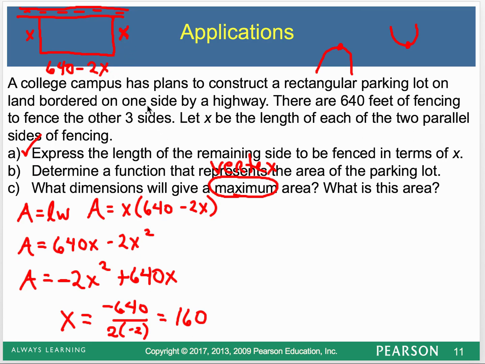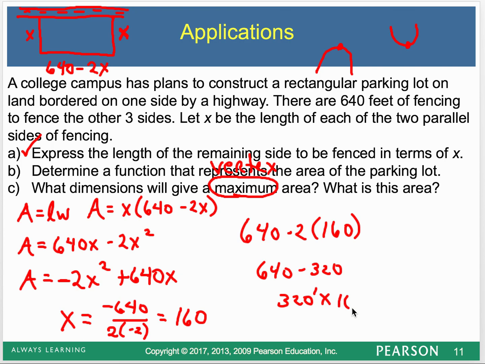160. So we can either plug that 160 in here and find out the other side, or I can plug it in here. Either way, it'd be easier to plug it in right here, wouldn't it? So 640 minus 2 times 160. So that's 640 minus 320, which is 320. All right, so here are the dimensions of your parking lot. Cool.